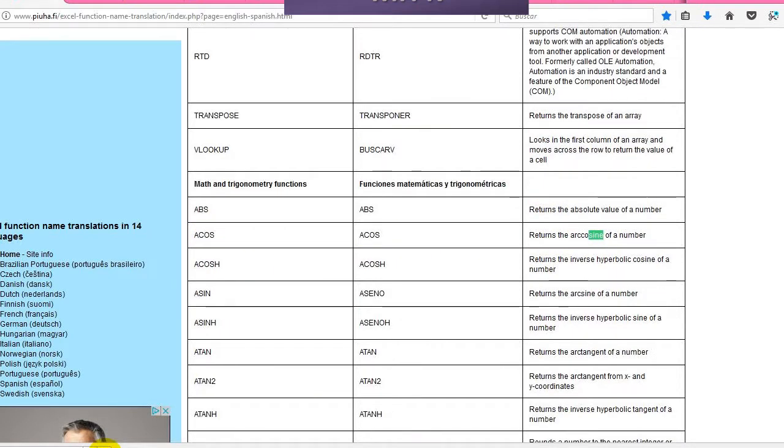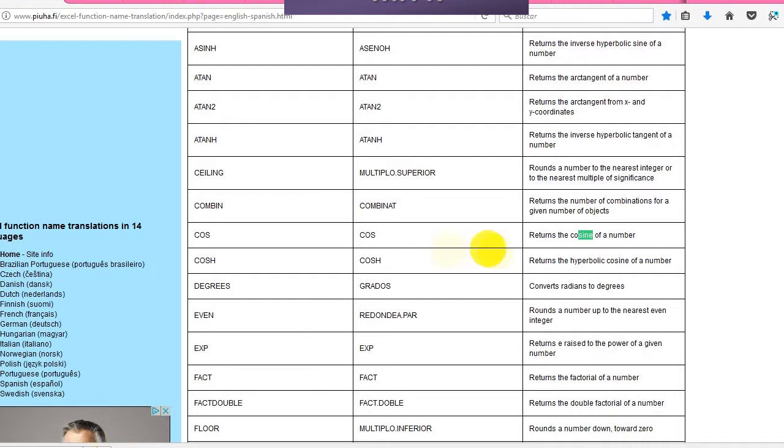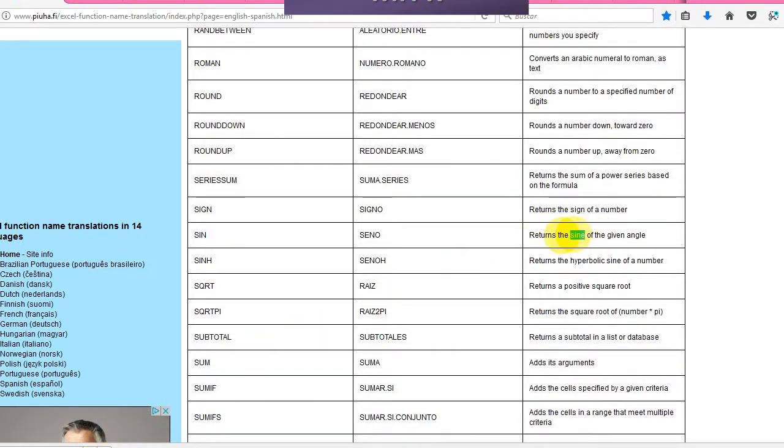Let's move on. Returns the arc cosine. Not interested in that. Cosine, arc sine, hyperbolic sine. Here we go. Nope, that's cosine. Hyperbolic sine. Here we are. Returns the sine of a given angle. So in English I want to do sine, and in Spanish I would do seno.